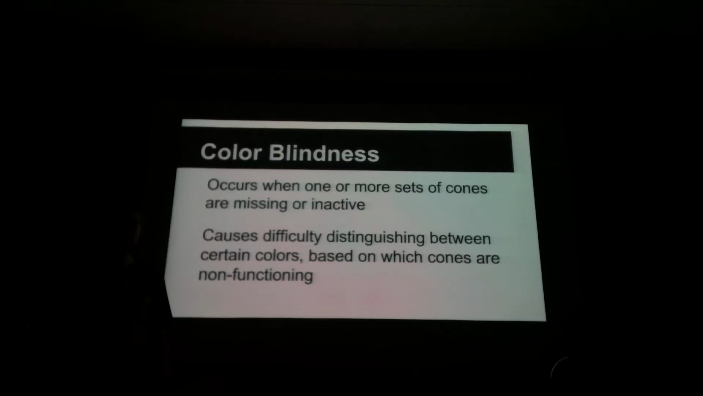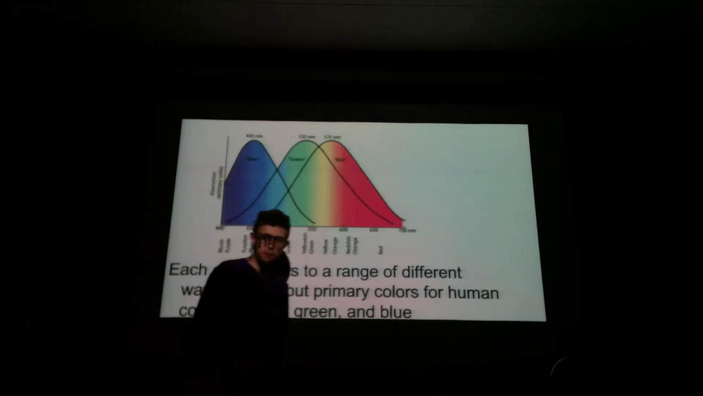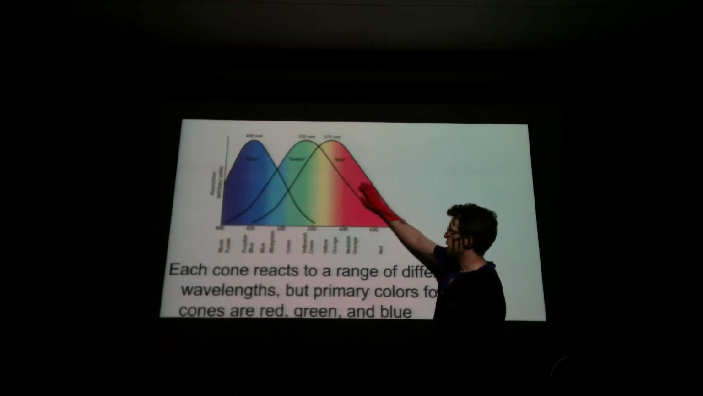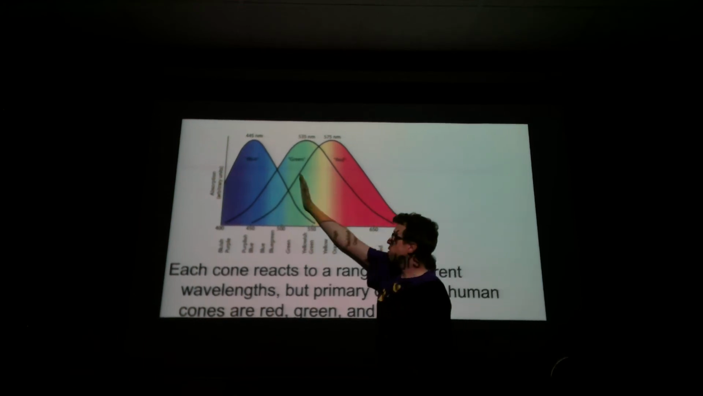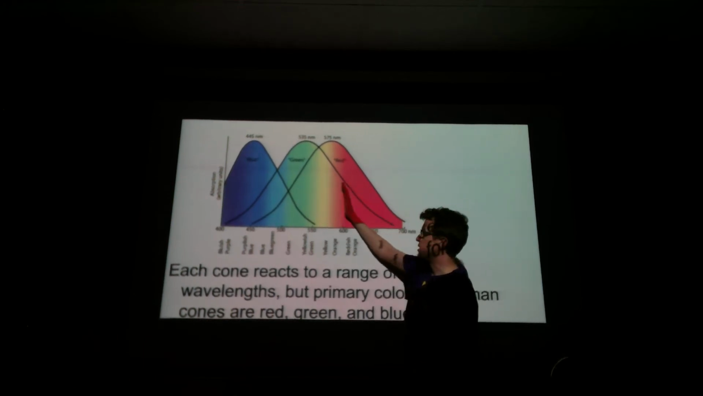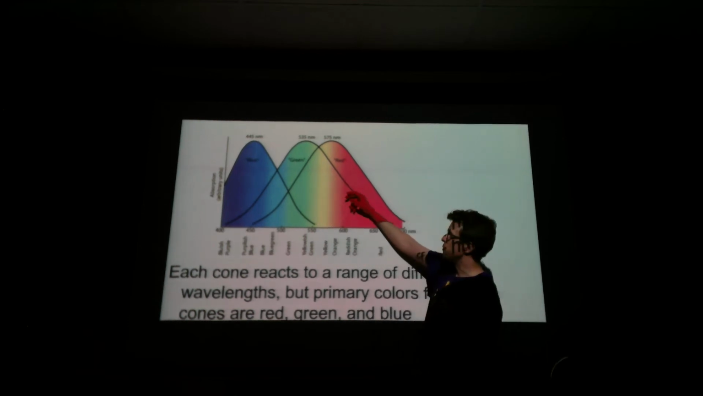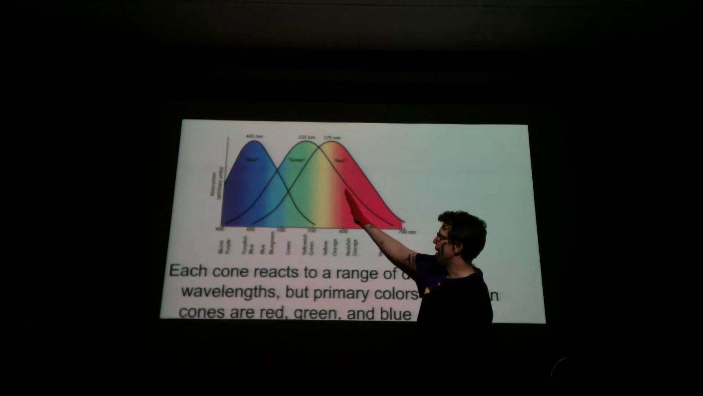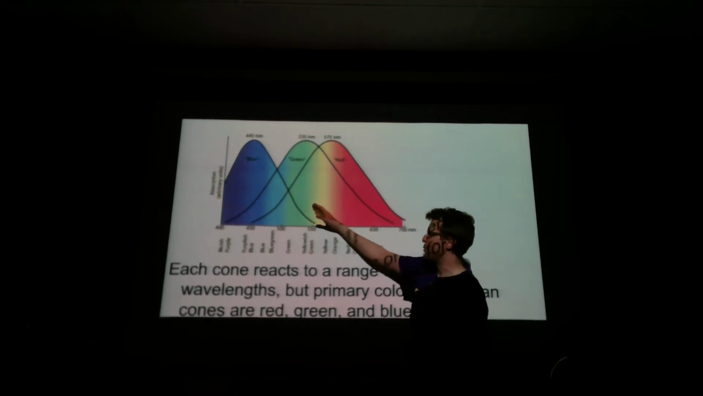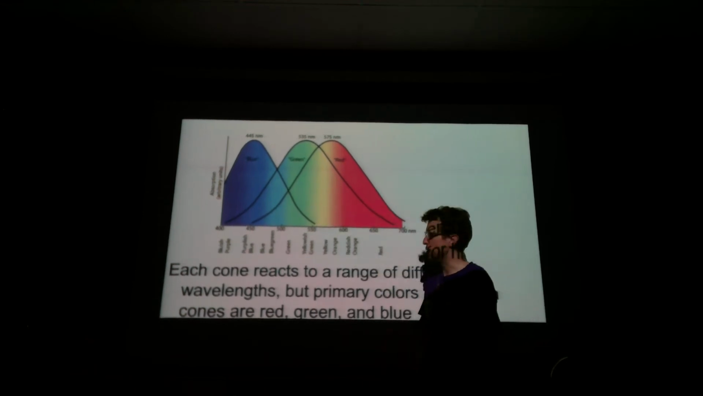Color blindness is about missing one of those three sets of cones. So, for example, if you were missing your red cells here, then these colors over here are going to be tough to tell apart from one another. If you only have blue and green cones in your eyes, then yellows and reds, and greens even, will all kind of look about the same to you.